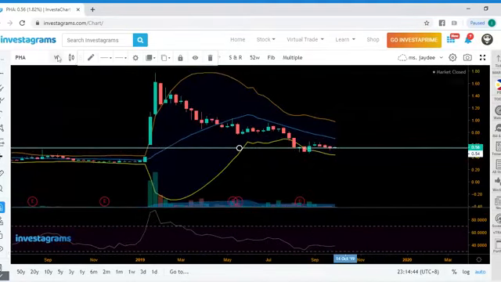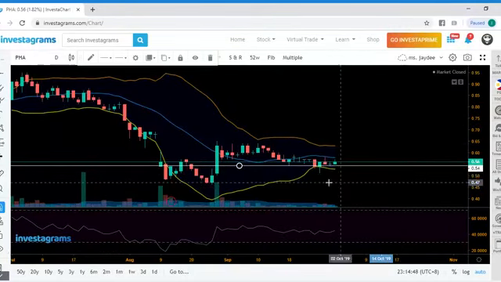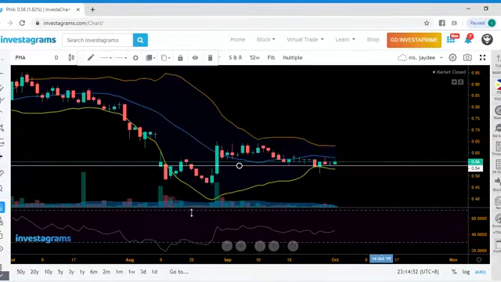So we are in the weekly chart now. If you go back to the daily chart, it's the same pattern over here, trying to stabilize and consolidate in the area where it is at right now.